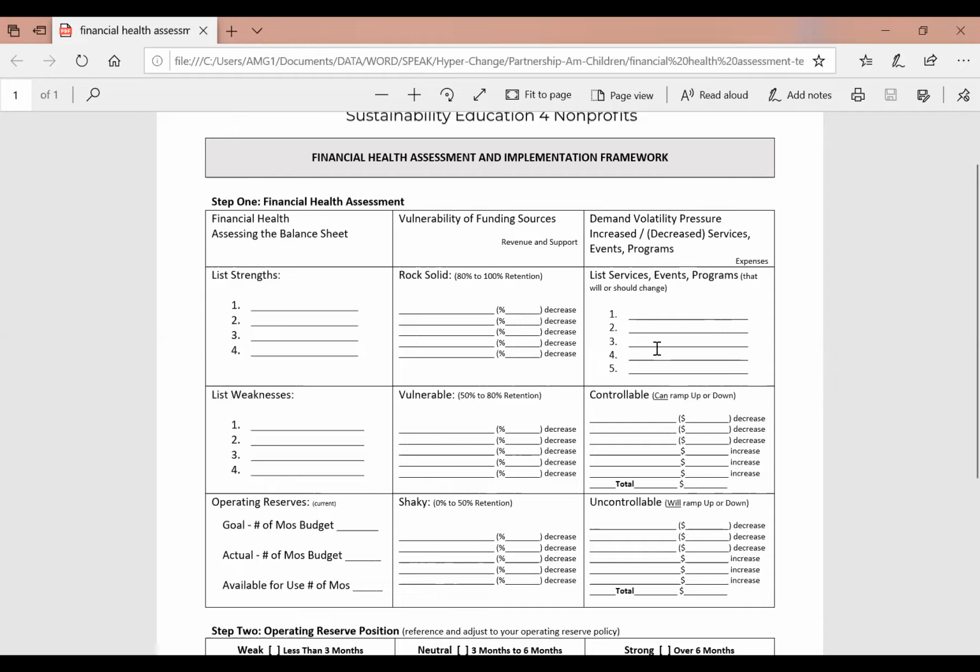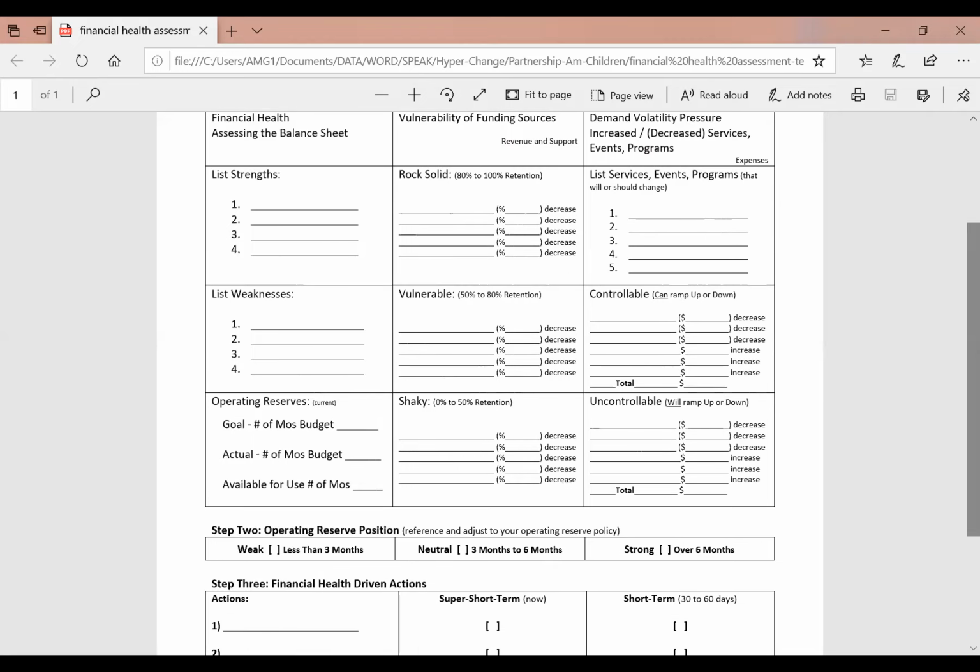Here I have room for five of the key things, events that are being impacted by the COVID-19 crisis. And you would expand on how they're being impacted. And here, in this box down here, is the controllable, uncontrollable. And here is where we put the dollar increases and decreases.